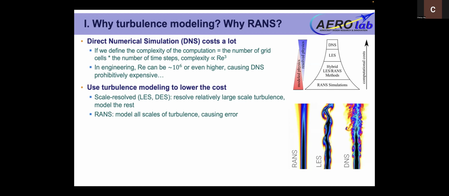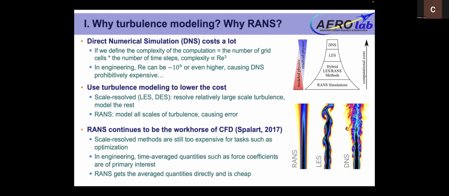For example, they use scale-resolved methods like LES or DES to resolve relatively large-scale turbulence and model the rest of it. This kind of turbulence modeling method is relatively accurate, and although it is definitely cheaper than DNS, it is still quite expensive. Another kind of turbulence modeling method is the RANS method, where the model just models all scales of the turbulence, and this will definitely cause error, but it is relatively cheap.